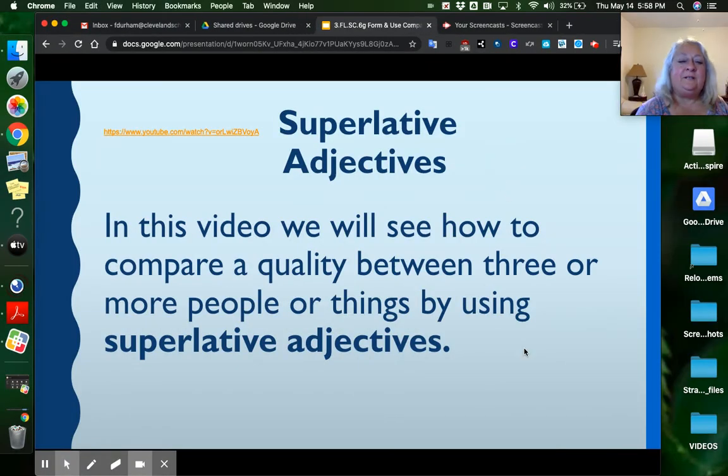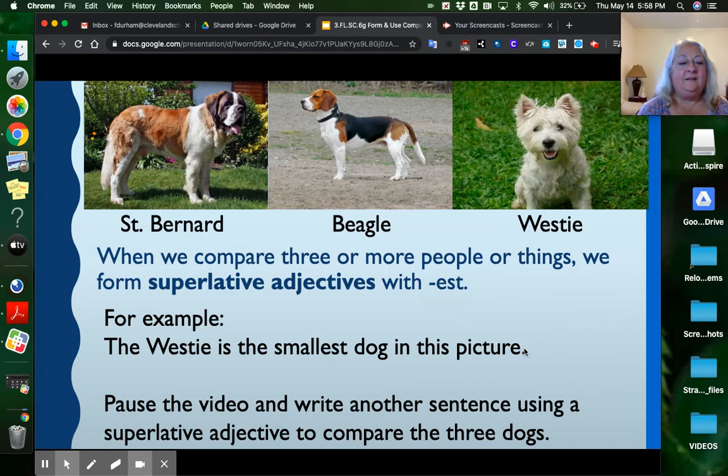Okay, I hope you enjoyed those videos. Here I have a picture of three different sized dogs. The large St. Bernard, the medium-sized Beagle, and a small Westie. When we compare three or more people or things, we form superlative adjectives by adding est. For example, the Westie is the smallest dog in this picture. Pause the video and write another sentence using a superlative adjective to describe the dogs.